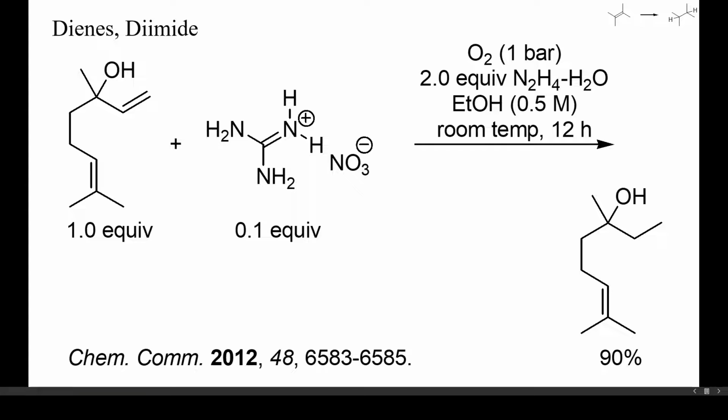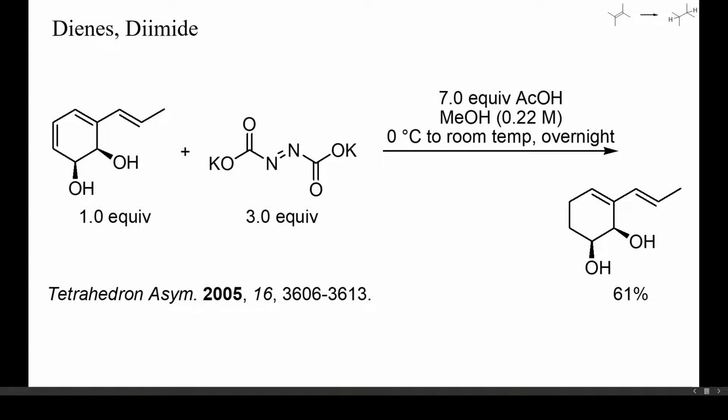Also, diamide can sometimes bring about the selective monoreduction of dienes. In this example, an allyl alcohol was selectively reduced by diamide generated from hydrazine and oxygen. As catalyst, no copper salts, but 10% of guanidinium nitrate was used.